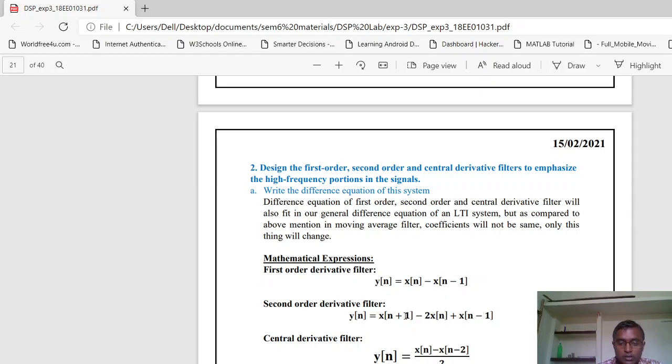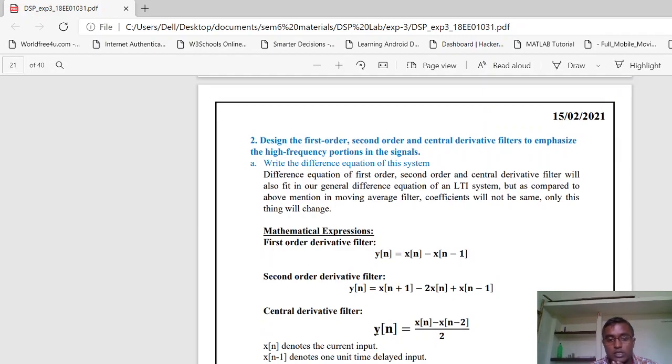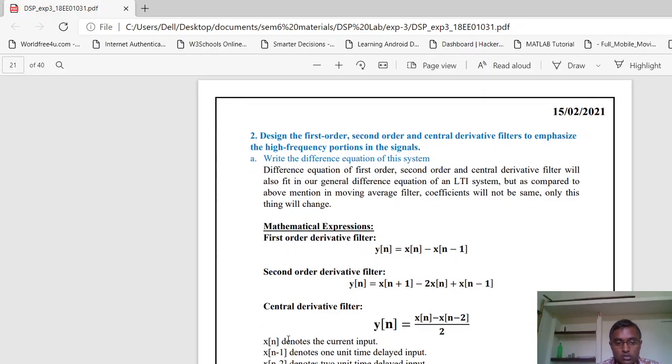Then for the second derivative, we can take x of n plus 1 minus x of n also, and if we differentiate that one as well, then we will get this in the second derivative filter. And for the central derivative, this is the expression: y of n is equal to x of n minus x of n minus 2, divided by 2. Here this is our notation: x of n denotes the current input, y of n denotes the current output, and x of n minus k denotes the k times delayed input.